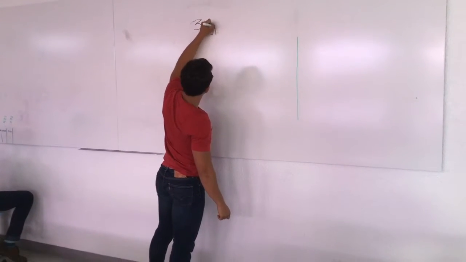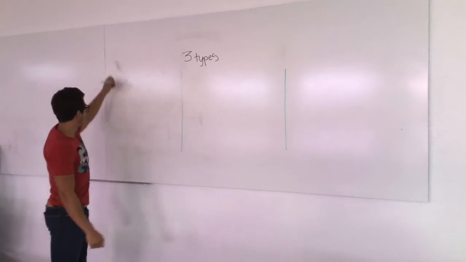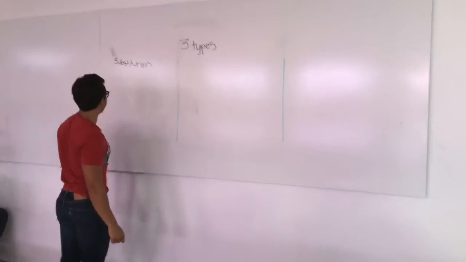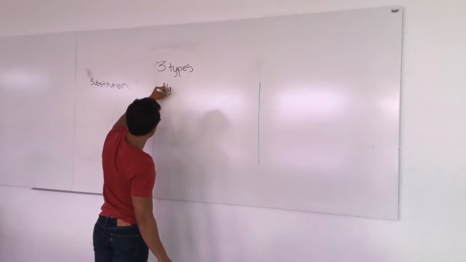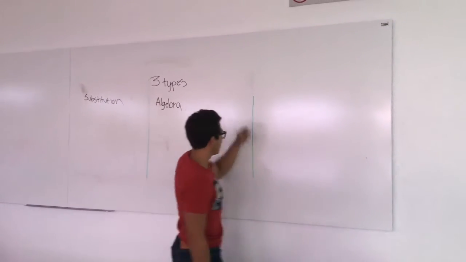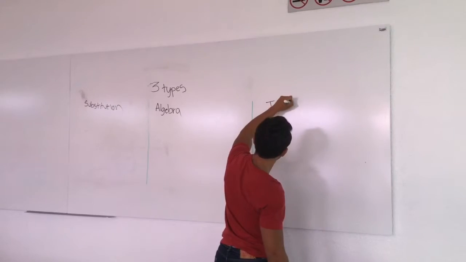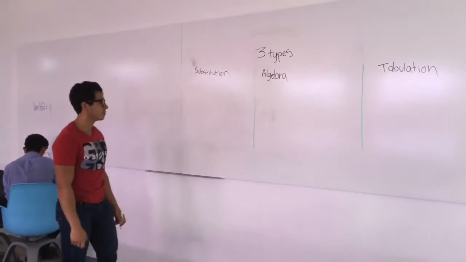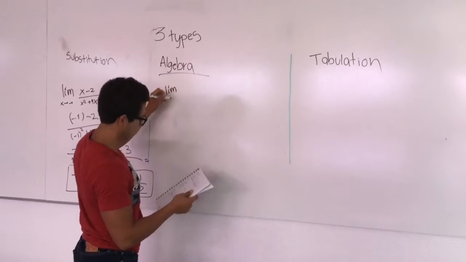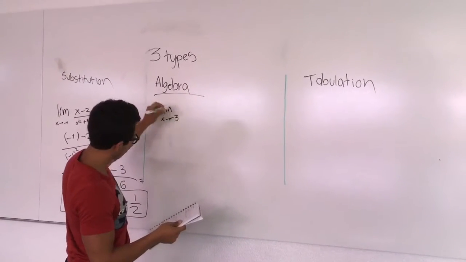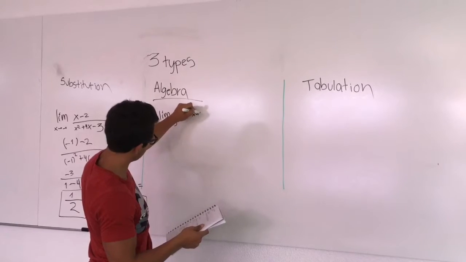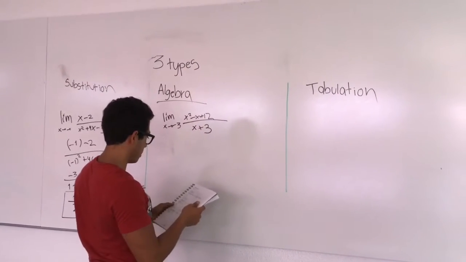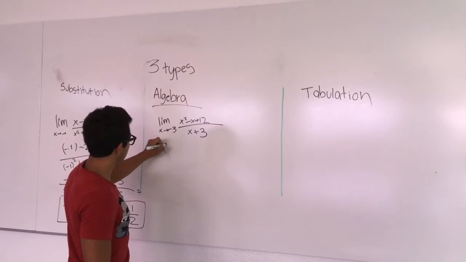There are 3 ways to find a limit. It's recommended to begin with the substitution of the x value. There are also algebraic and tabulation. We begin with the substitution of the x value because if the denominator gives us a value different to 0, the only thing that we have to do is to substitute x in all the equation.